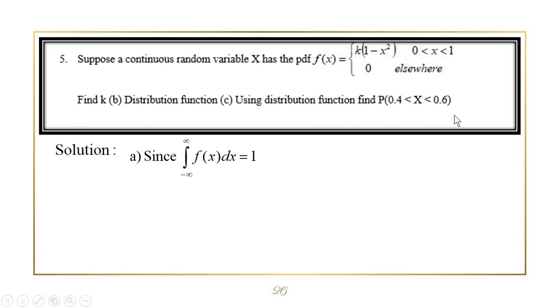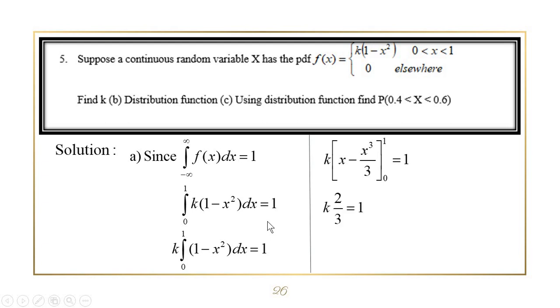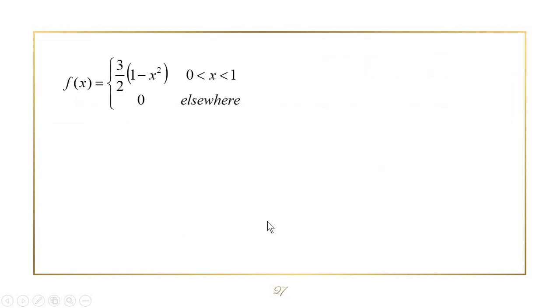Now let us use the condition to find the value of k. Since your function is not equal to 0 in the interval 0 to 1, integrate only from 0 to 1. You can use your calculator. So you will get k is equal to 3 by 2. Substitute that in our function, so in the place of k I have put 3 by 2. Now next we are going to find the distribution function.